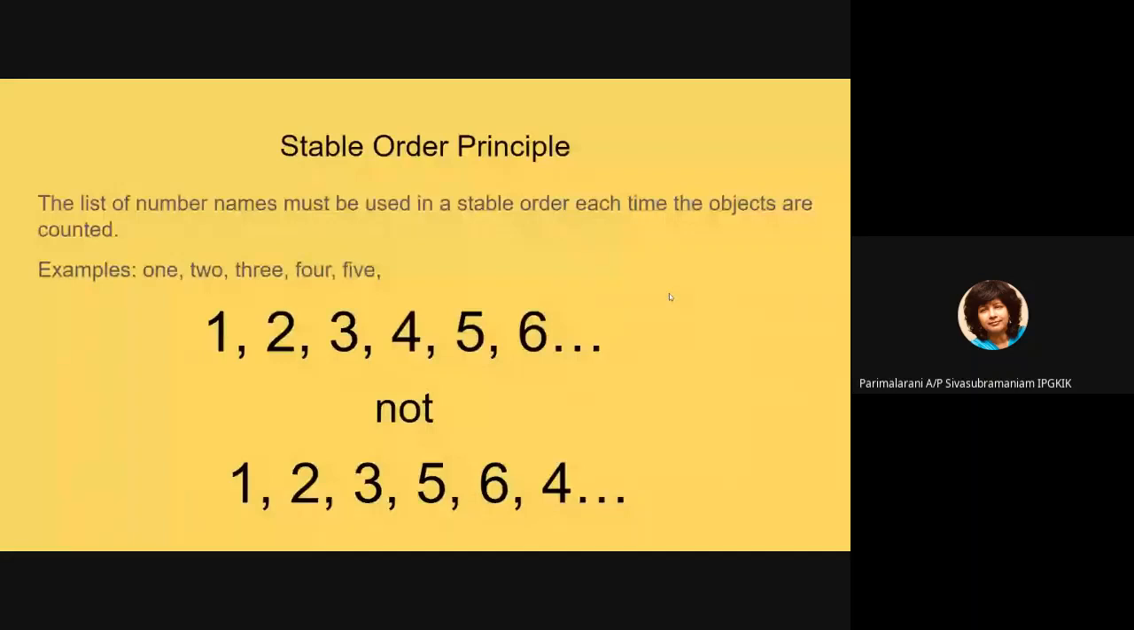Okay, the order of the number names are fixed, stable order. You must count 1, 2, 3, 4, 5, 6. You cannot count 1, 2, 3, 5, 6, 4. Cannot. Okay, so that is called the stable order principle.